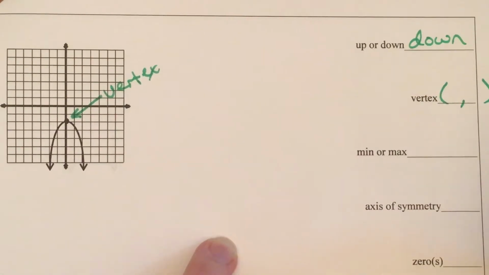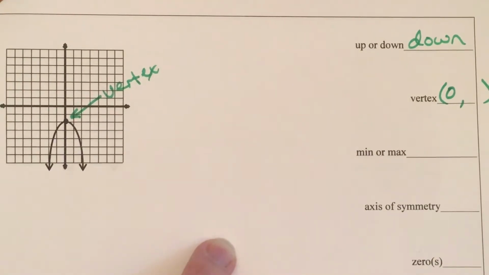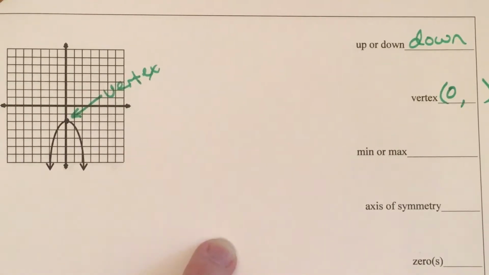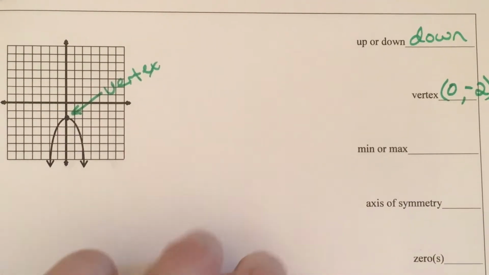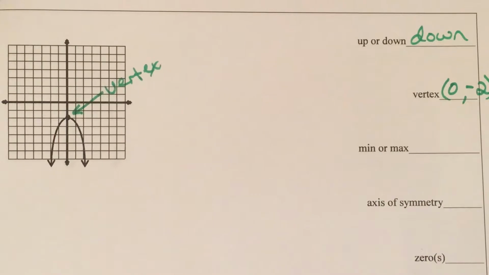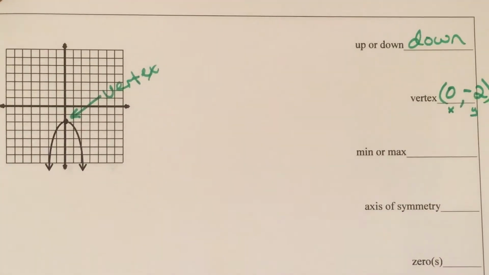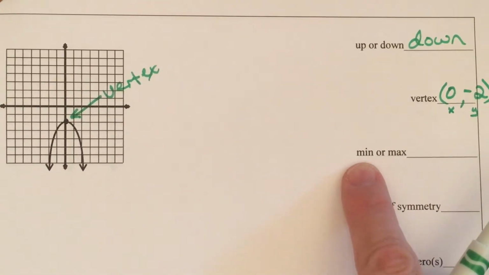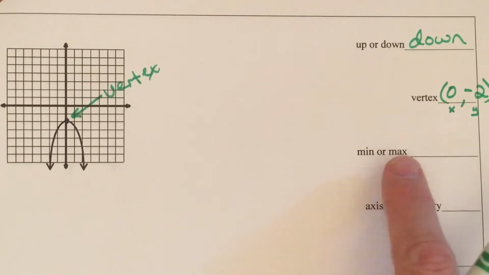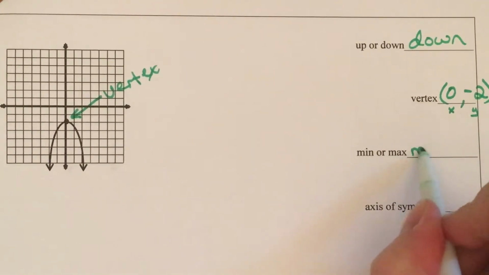Okay, be careful with your ordering of your numbers. It did not go anywhere right or left, so the 0 comes first this time. It did, however, drop down 2 units, so the -2 comes second this time. Remember, x and then y. Okay. Is this a maximum mountain or a minimum valley? You're right, it's a mountain. So therefore it has to be a maximum.